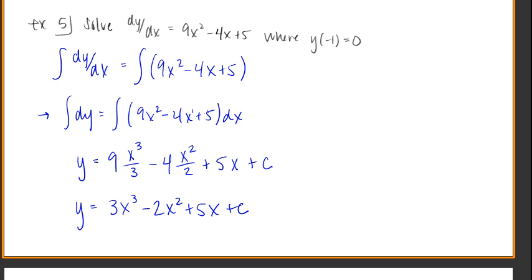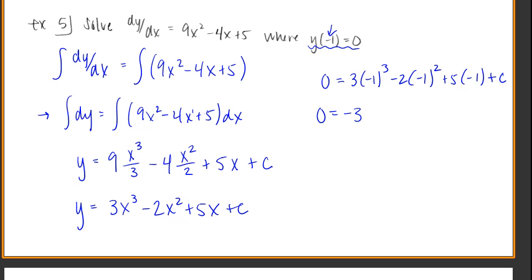Now, this is where we're going to use this last little piece of information. It says when I plug negative 1 into my function, what comes out is a y value of 0. So 0 is equal to 3 times negative 1 cubed minus 2 times negative 1 squared plus 5 times negative 1 and then plus c. The whole reason why we're using this piece of information is just to find what c is. So 0 is going to equal negative 3 minus 2 minus 5 plus c. So negative 10 plus c, so c is equal to 10.